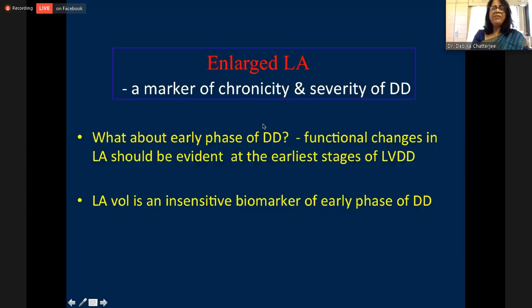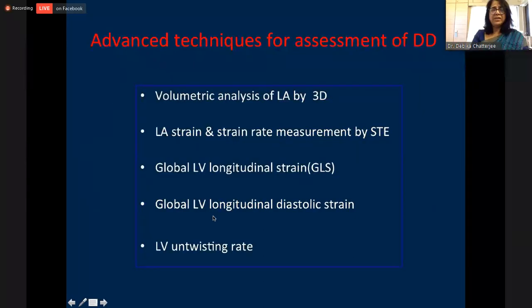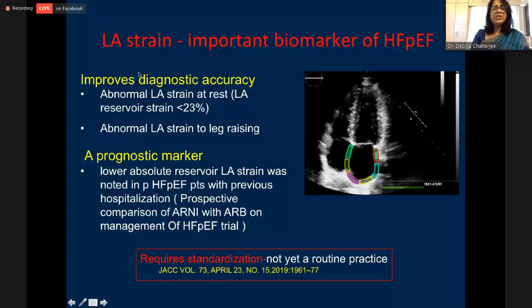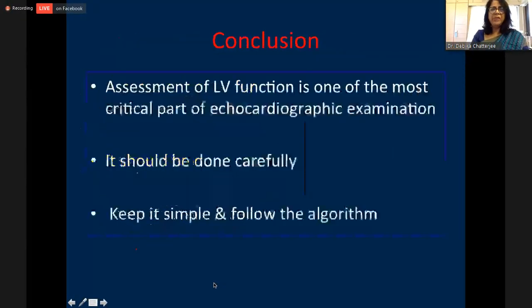What about the early phase of diastolic dysfunction? We cannot consider LA volume for the early phase of diastolic dysfunction. All these lead to advanced techniques where LA strain has gained very much importance. A lot of papers are getting published. Abnormal LA strain indicates presence of HFpEF, but this requires standardization. It is not yet a routine practice.